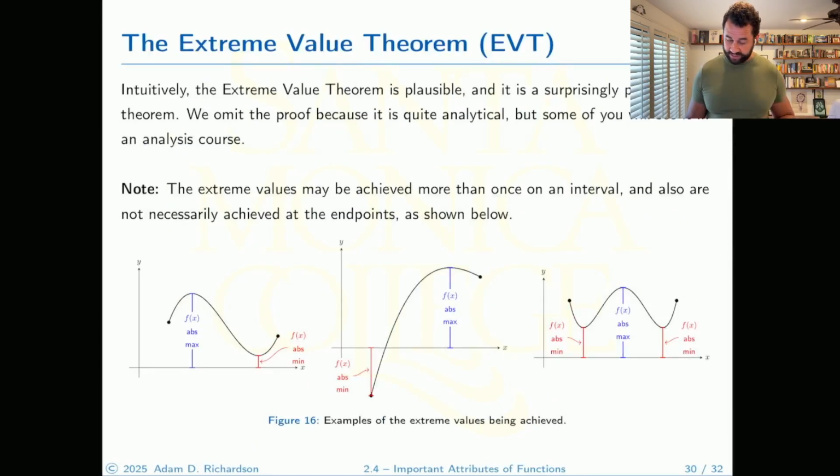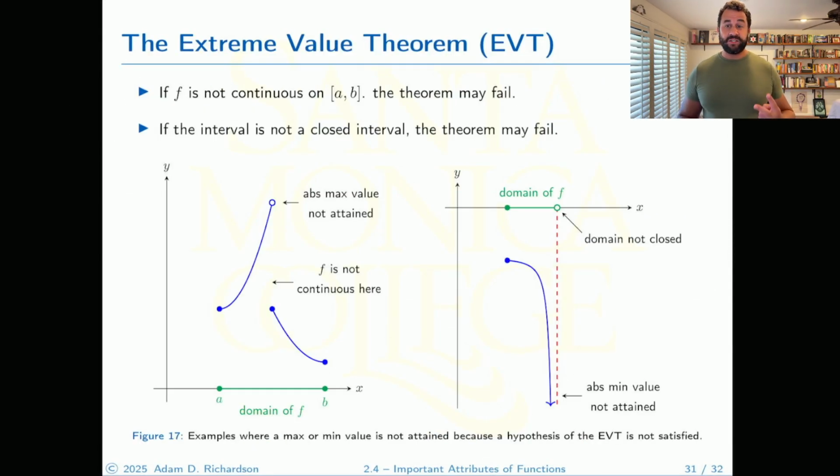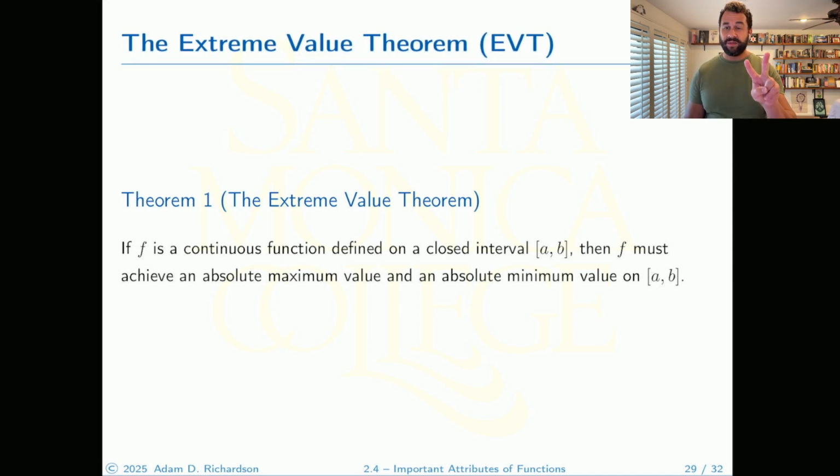Now, the other important point is this. If either of the two hypotheses of the extreme value theorem is not satisfied, all bets are off. The theorem may fail. Let me remind you, there are two requirements to get the conclusion here. One requirement is f is continuous. You've got to have continuity. The other requirement is a closed interval. If you have those two things satisfied, you're guaranteed an absolute max and min. If either one of them is not true, all bets are off. You may not actually get an absolute minimum and an absolute maximum.